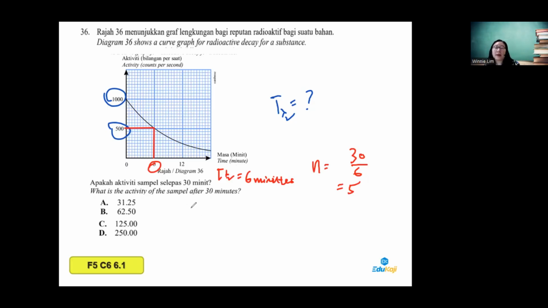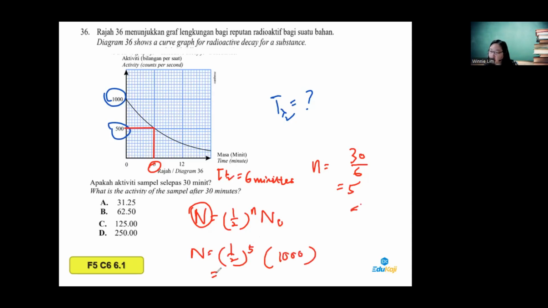You can use the formula way. N equals half to the power n, times N naught. N naught is the initial amount, N is what you want to find out. So N equals half bracket to the power 5, times initial amount 1,000. You press the calculator, you get 31.25. So you leave it like this.